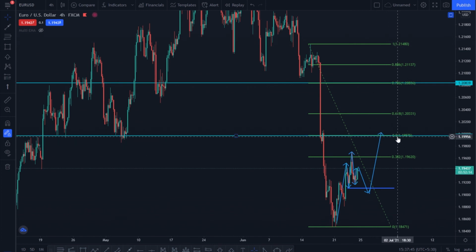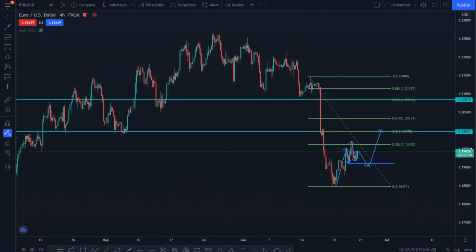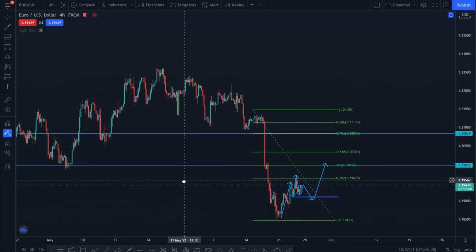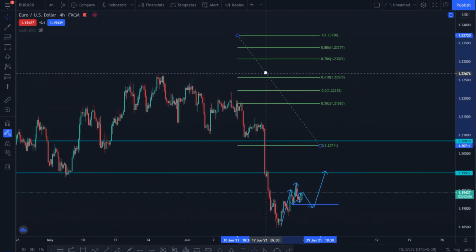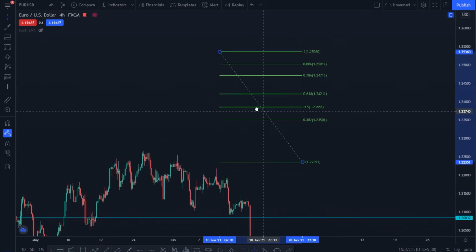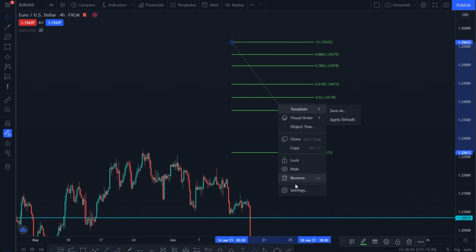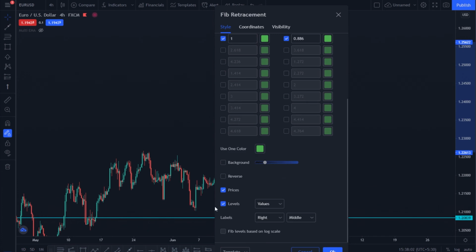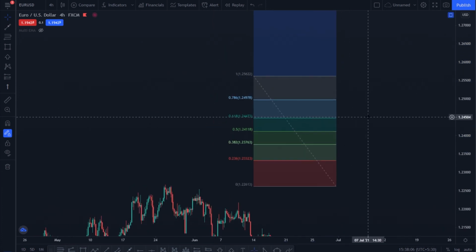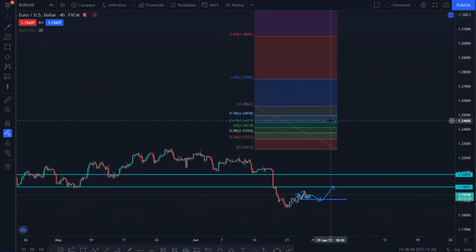So that's about the Fibonacci retracement. Also, what I wanted to tell you is that this Fibonacci retracement tool won't be this neat as soon as you start drawing it. The default settings are, let me show you, this is how the default setting looks like, with all the rainbow colors.